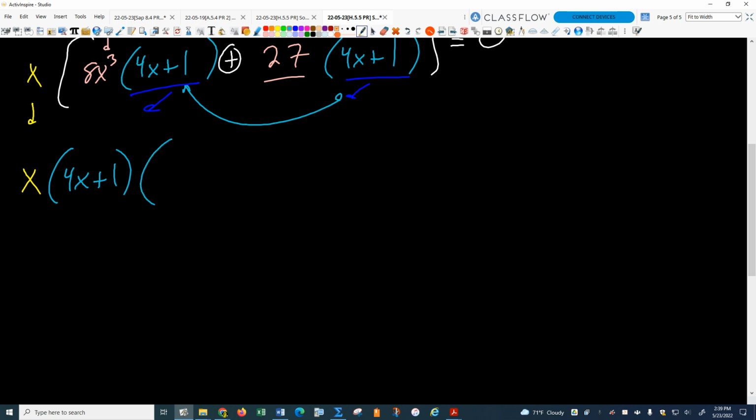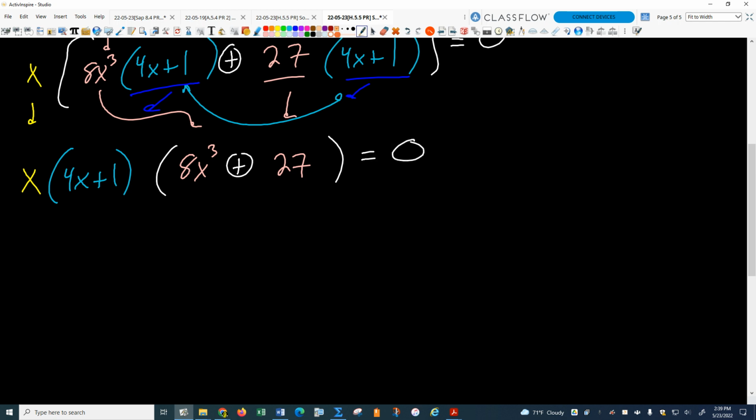And what's left behind inside the brackets? Inside the white brackets, I've got an 8x cubed plus 27. Okay, that's good. We got two of them. The yellow factor and the blue factor are done. What about the red factor?